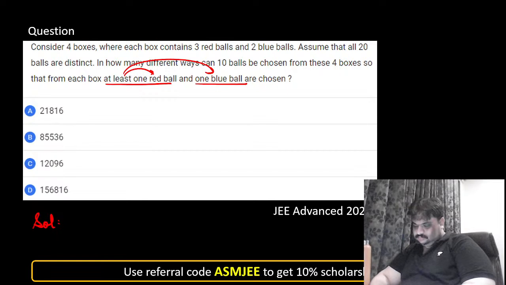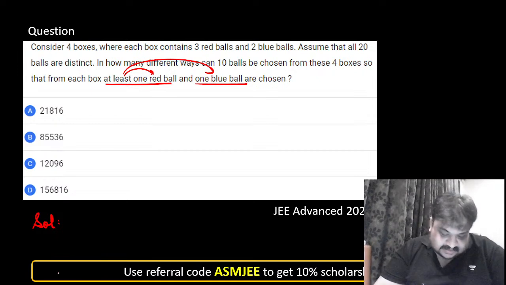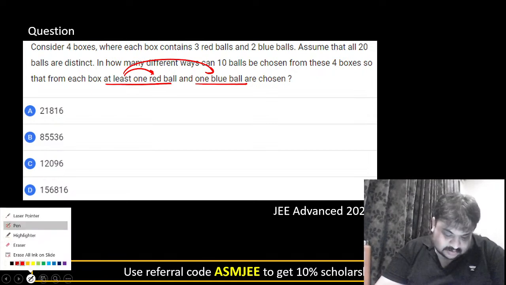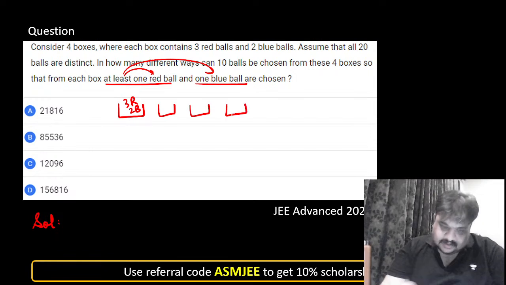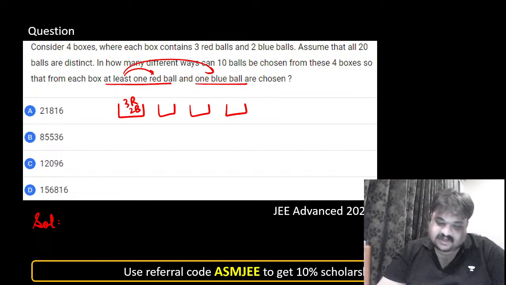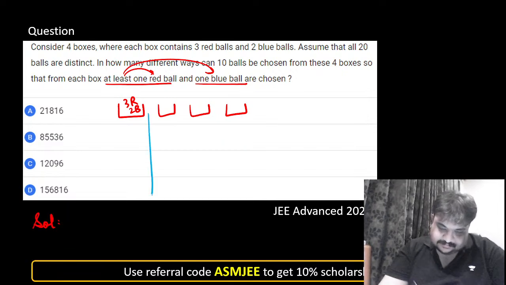Should we start? There are 4 boxes. Each box contains 3 red balls and 2 blue balls. Okay, 3 red, 2 blue. And there are 4 such boxes. All 20 balls are distinct. In how many ways can 10 balls be chosen from these 4 boxes so that from each box at least 1 red ball and 1 blue ball is chosen? Awesome.